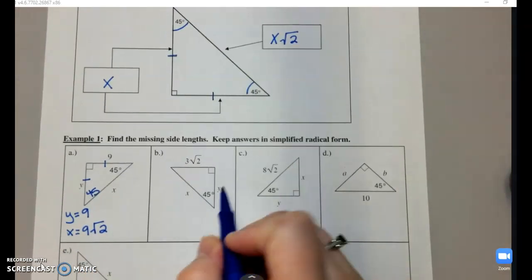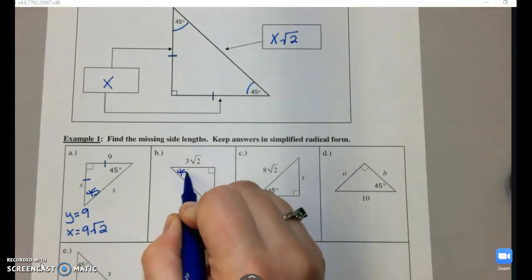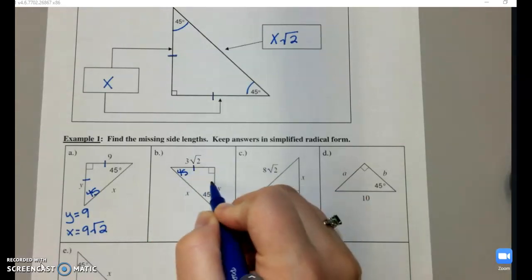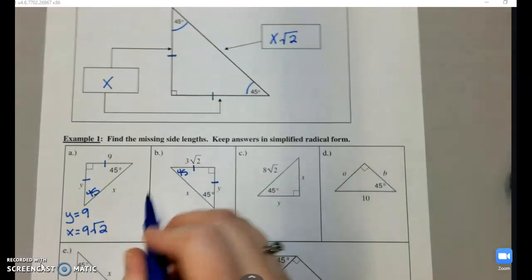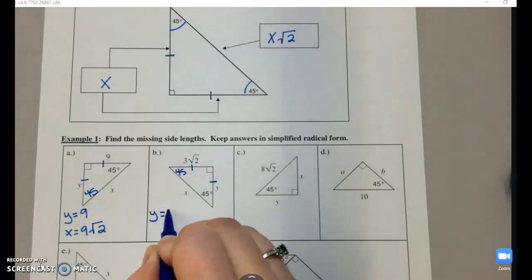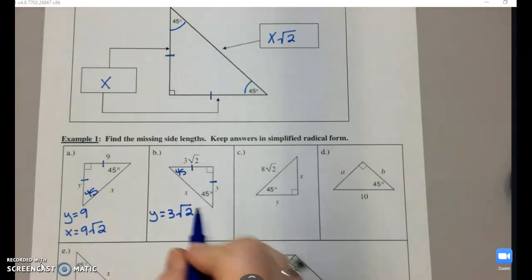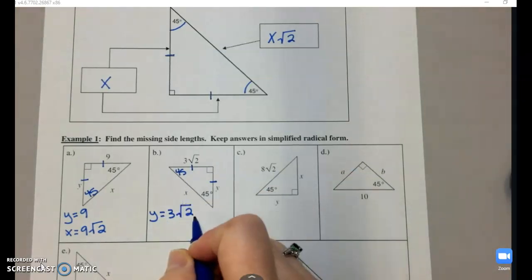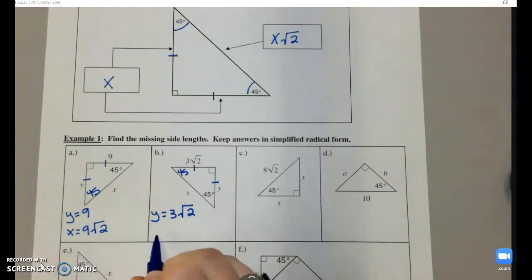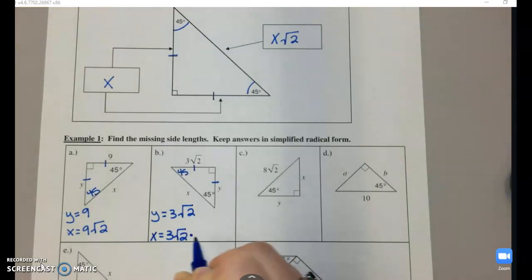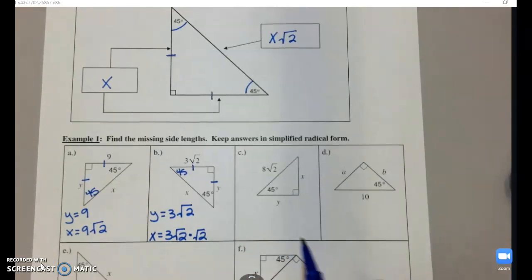Now moving on to B, again, I've got a 45, 45, 90, so these two sides are congruent, which means that y is also 3 square root of 2, and our hypotenuse is going to be the side length times the square root of 2. So that's going to be 3 square root of 2 times square root of 2. And remember, when we multiply radicals, what's outside gets multiplied together and what's inside gets multiplied together.